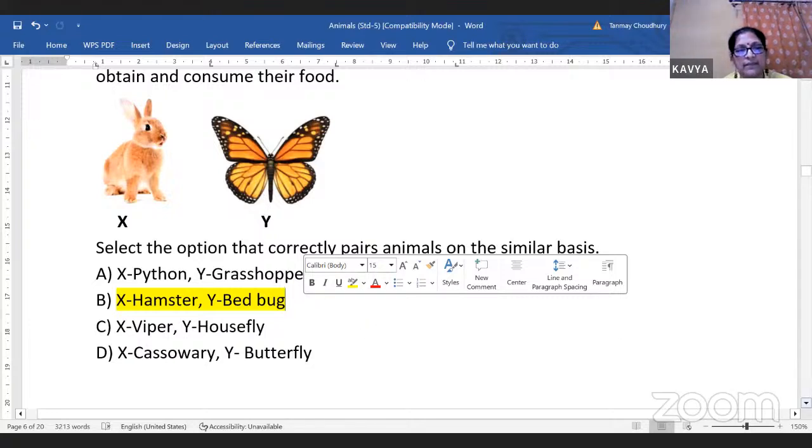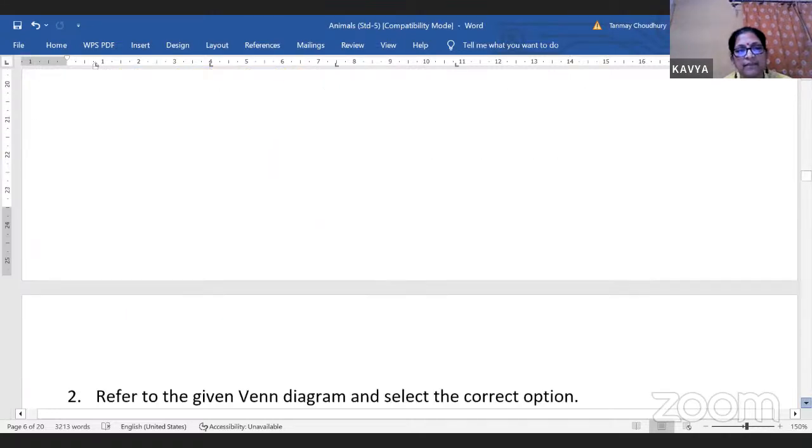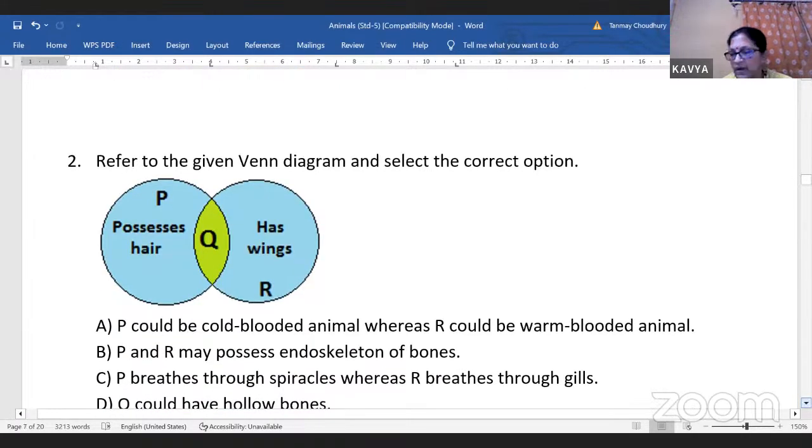Next. Venn diagram. I've told you Venn diagrams are very common here in the Olympiad exam. So I hope you have understood last time also. Yes, all of you have answered D. Yes. So here, these are the Venn diagrams.